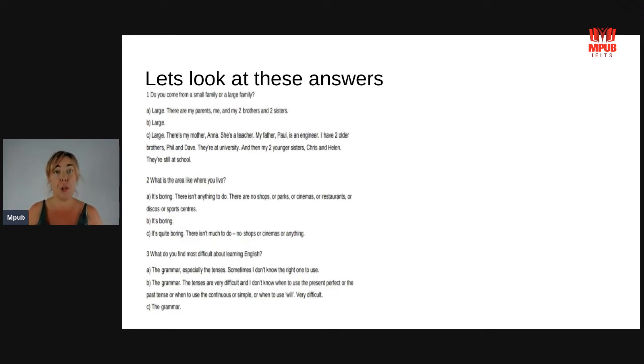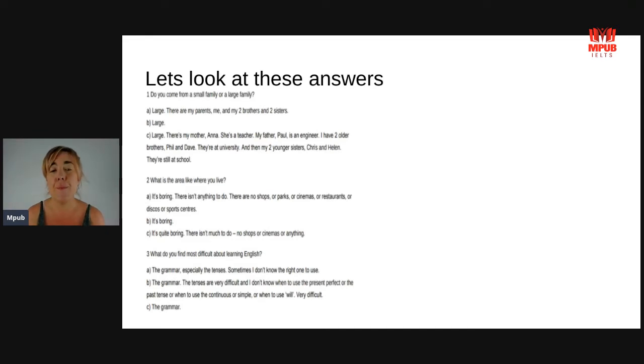Then we've got number 2. What is the area like where you live? A, it's boring. There isn't anything to do. There are no shops or parks or cinemas or restaurants or discos or sports centres. B, it's boring. C, it's quite boring. There isn't much to do. No shops or cinemas or anything.